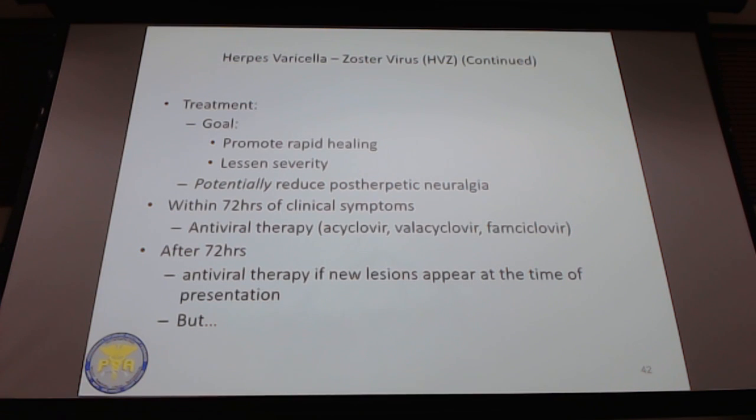And goals: promote rapid healing, lessen severity, so antivirals, right? So say 72 hours of clinical symptoms. If you're still seeing vesicles and they're still having pain, I would treat them. I wouldn't worry so much, like, oh, it's 73 hours, we're outside the window. I usually, if I see it in shingles, they come see me, I'm gonna hit them with some acyclovir.